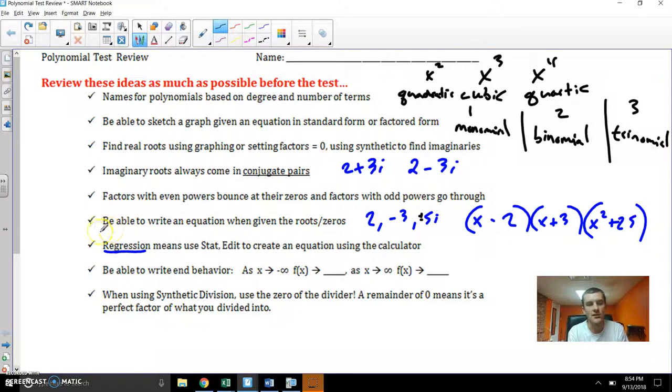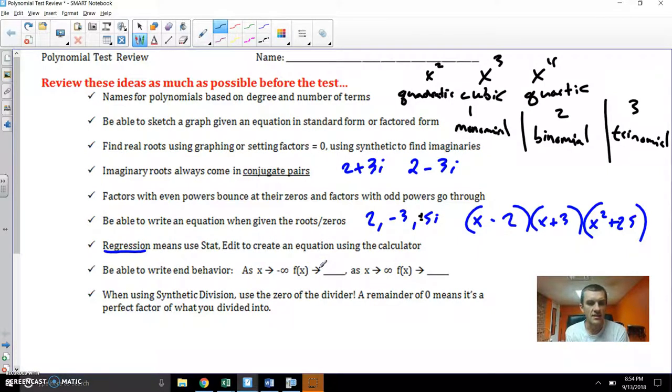If you see the word regression, you'll need to go through the stat edit process where you're creating an equation in your calculator. We've talked a lot about end behavior. What I've got right here is in every possible answer, what's in the blank is what changes. It's either infinity or negative infinity, depending on if it's going up or down on the ends.